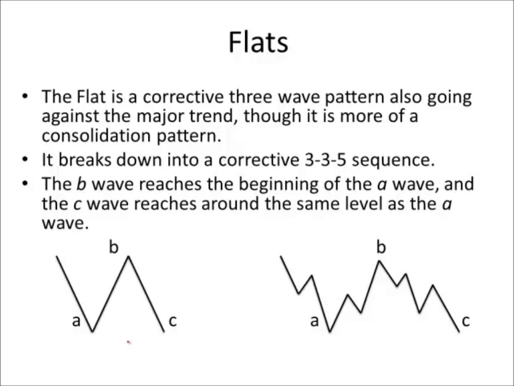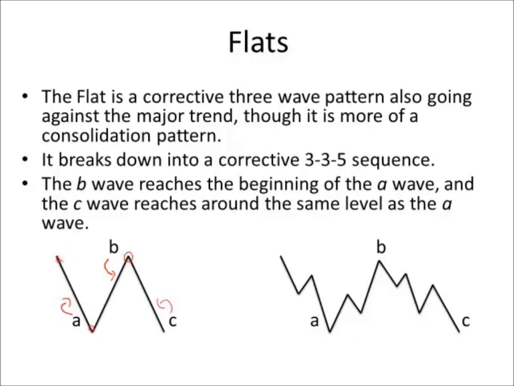So now we are on the left side. This is what the flat pattern looks like. We have our A wave here, we have our B wave here, and we have our C wave here. So here we have waves of roughly the same length. We have the A wave that goes from here to here. Now we have the B wave that reaches the level that is the beginning of the A wave. So this level here should be around equal to this level here.